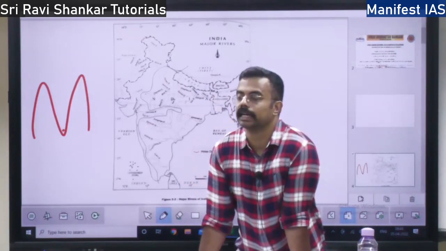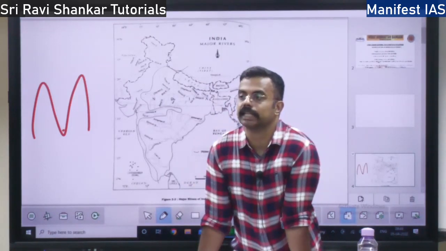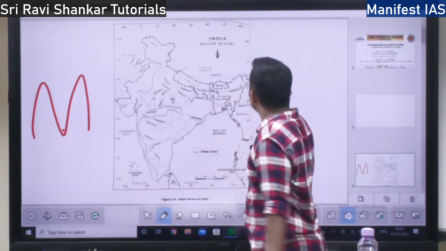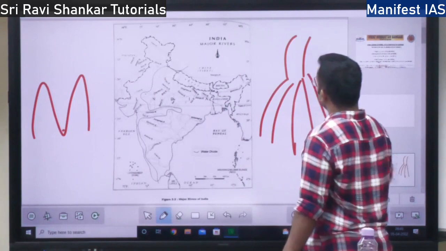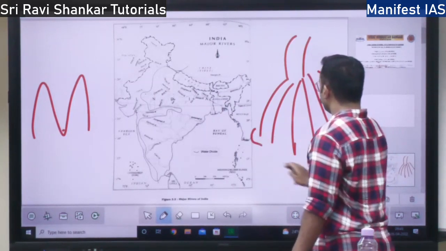Also in the delta plains, you will find the braided channels. So if the river comes like this, it will form a delta like this, right? So it will form a delta and go into the ocean.